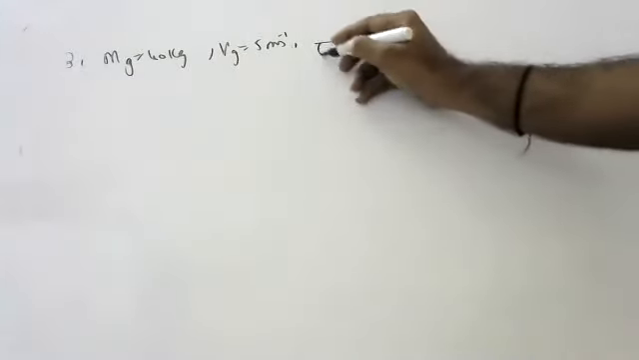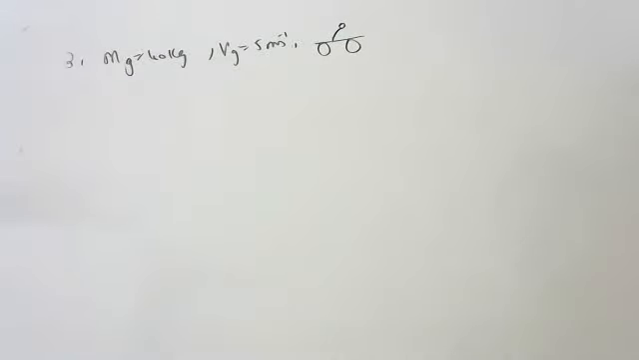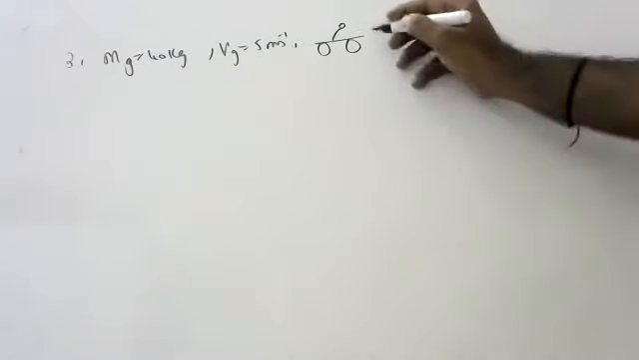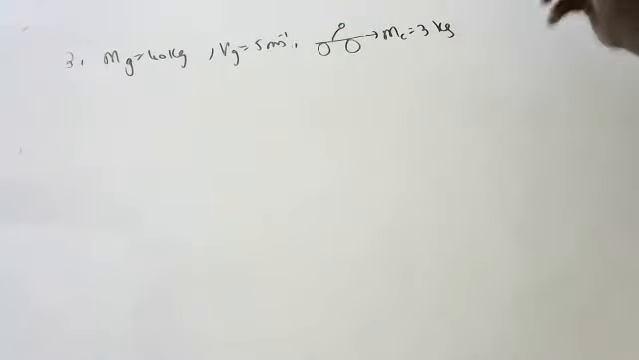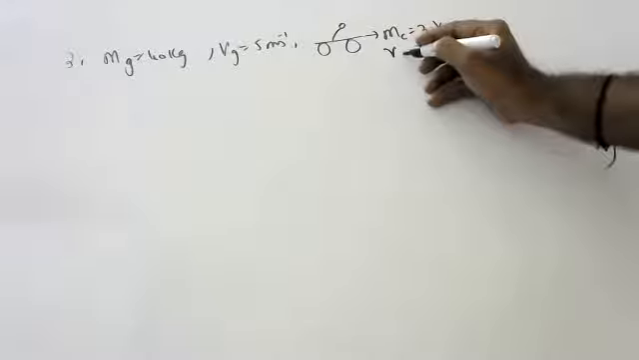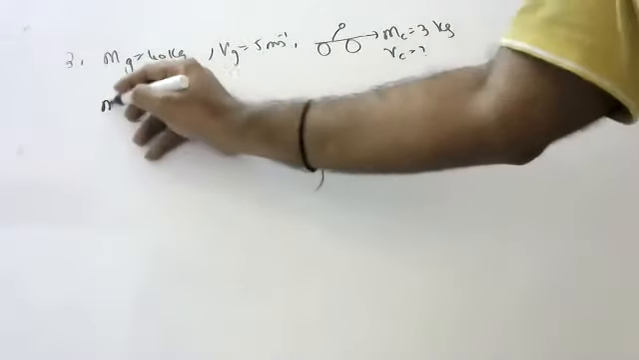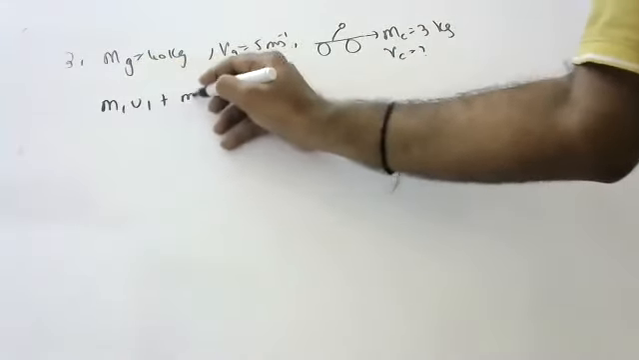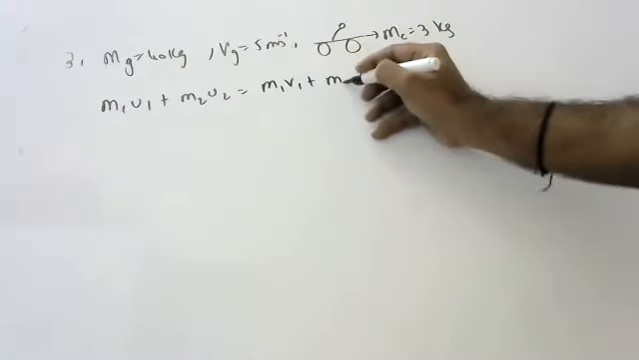Car means cart. She is jumping into this cart. The mass of the cart is 3 kgs. So when she jumps, what is the velocity of the cart? Again, law of conservation of momentum. Momentum before collision is equal to momentum after collision.